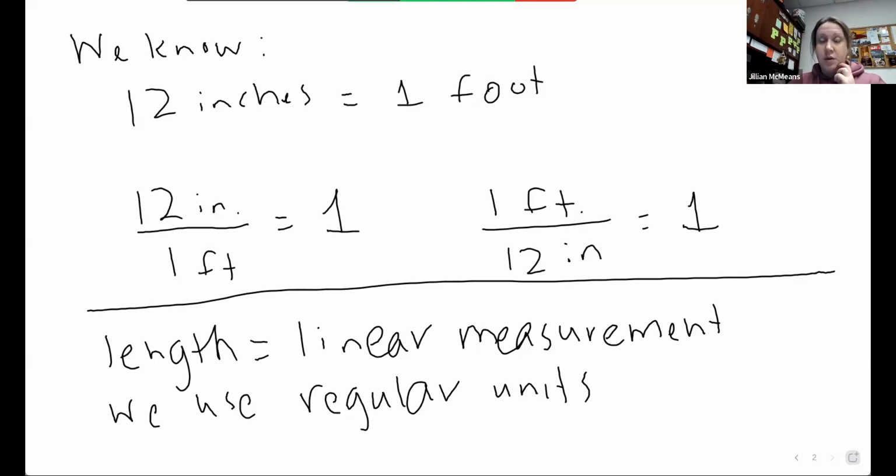You don't have to do anything weird to the units, whereas in the next video, we're going to have to use square units and cubic units, okay? So again here, just plain old regular units, all right? So let's go ahead and practice a little bit.